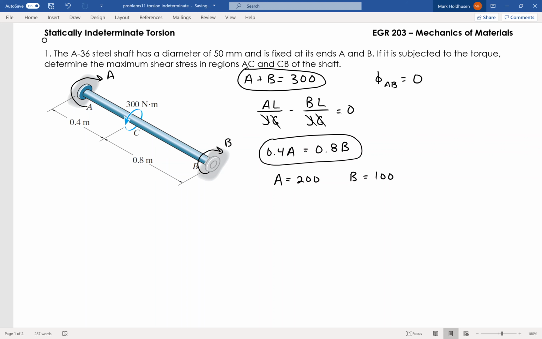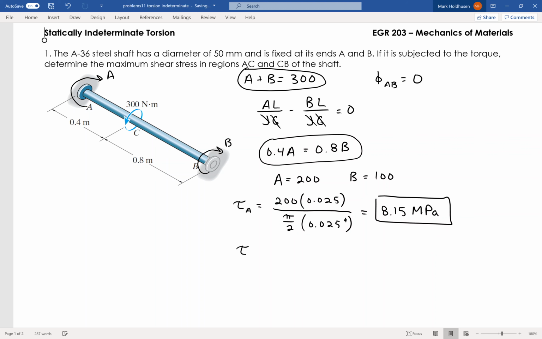Now knowing what those torques are, I can go ahead and find the shear stress. So the shear stress in A is going to be that 200, and this is going to be TC over J, where C is the radius, so 0.025. And then I've got the polar moment of inertia, which is pi over 2 times 0.025 to the fourth. From that, I get the shear stress in A is 8.15 megapascals.